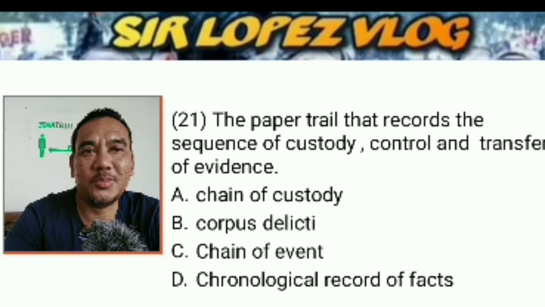The paper trail that records the sequence of custody, control, and transfer of evidence. A. Chain of custody. Letter B, Corpus delicti. Letter C, Chain of event. Or letter D, Chronological record of facts. 22.